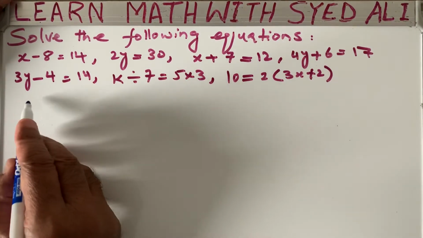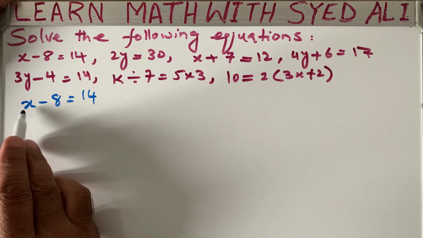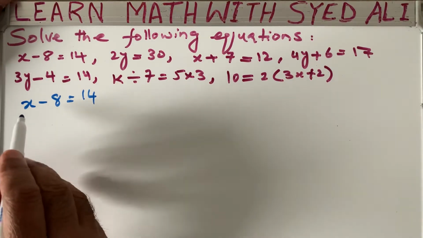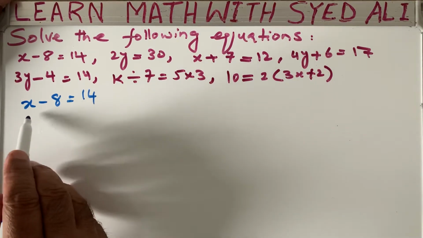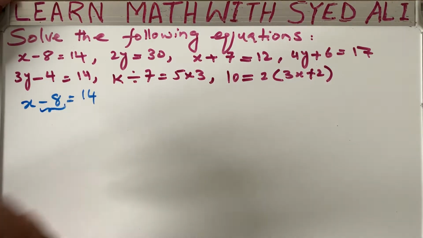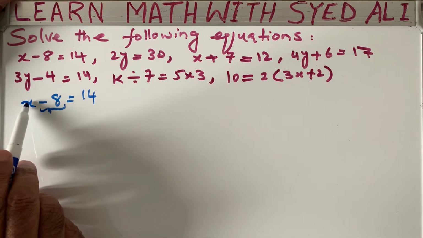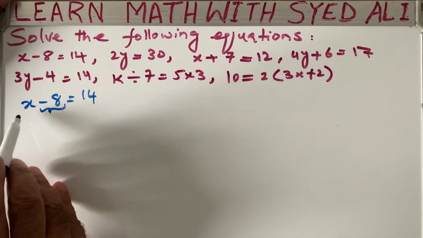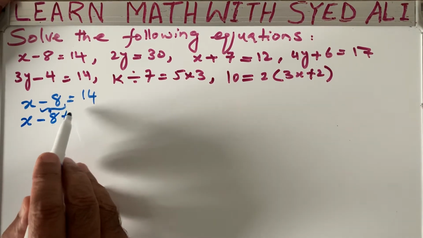So in the first question, you have x minus 8 is equal to 14. You need to find out the value of x. The first step you need to remember is that we have to isolate x. So we have to keep x on the left side, and I have to shift this because I need to isolate x. If I need to isolate x, what should I do with minus 8 to get rid of minus 8? You know that the opposite action of minus 8 is plus 8.